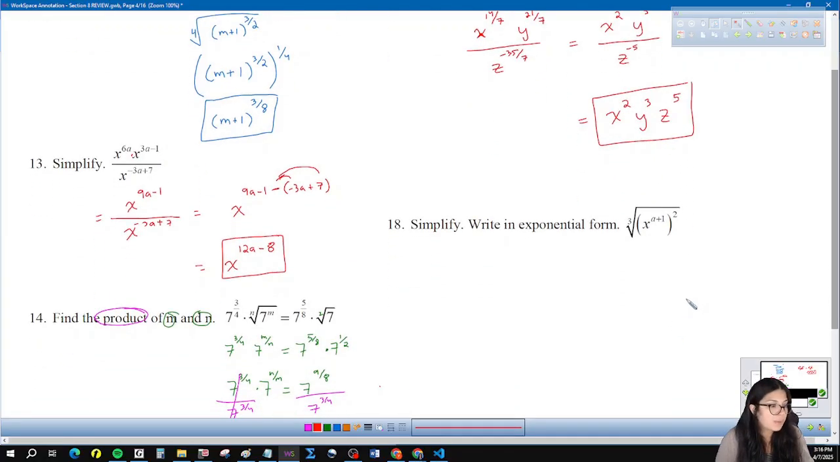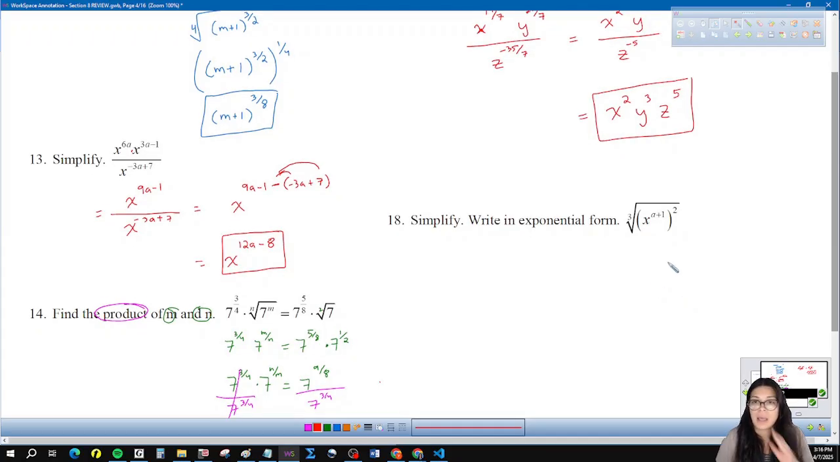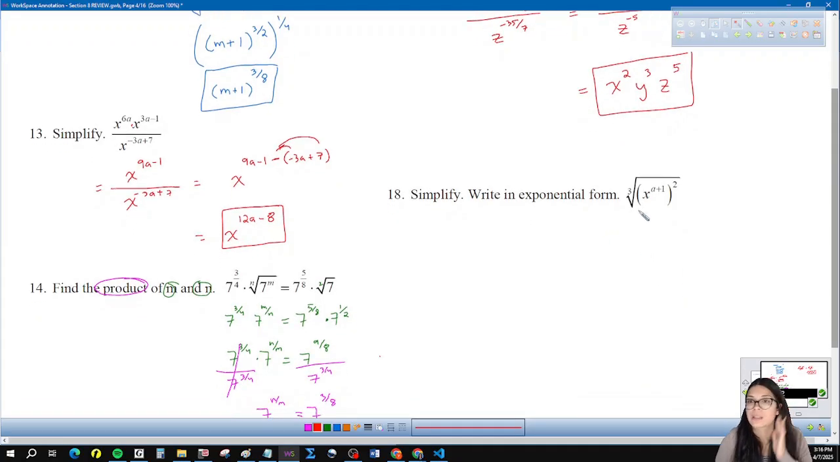All right, and the last one from this type, to go ahead and simplify and write in exponential form, is number 18. So notice that we do have that third root. That means that a plus 1, which has a power of 2, since that's under the cube root, we're going to have that power divided by 3.